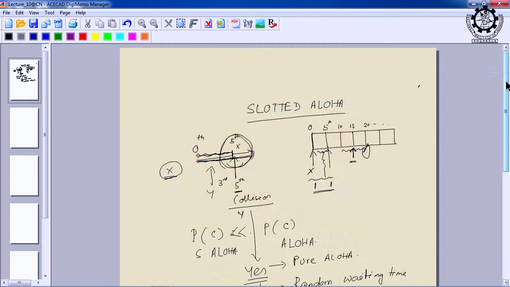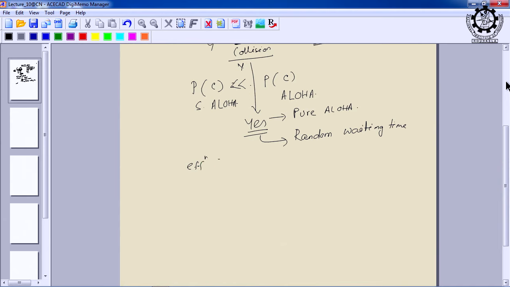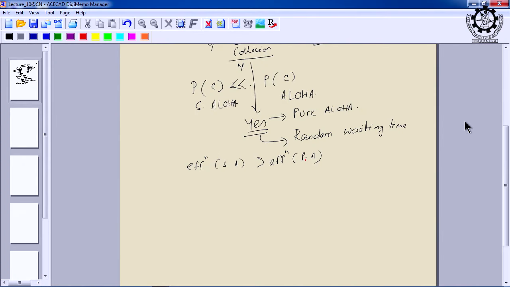So, definitely the efficiency of slotted aloha is more than the efficiency of pure aloha. How much? We have to calculate that, and we will see that. This is slotted aloha, having time slots with the node permitted to transmit only at the beginning of a time slot. Now, what would have been a better case in this situation, if you can imagine? How would the situation have been better?